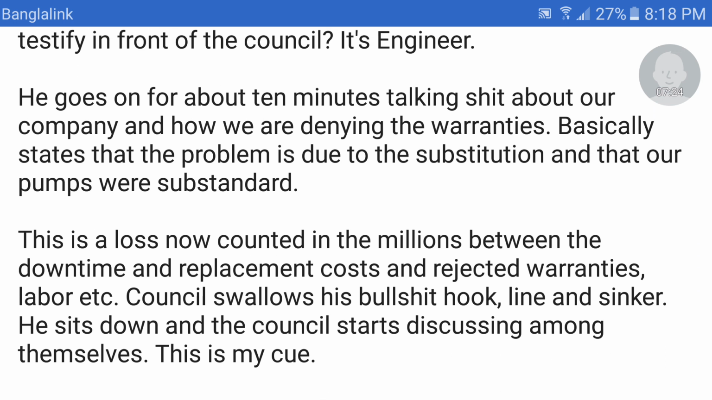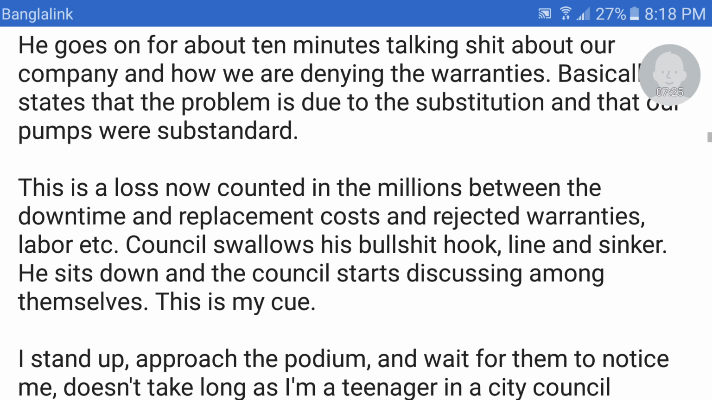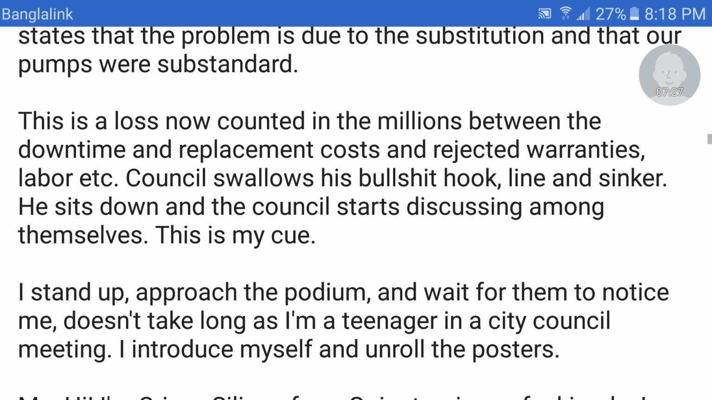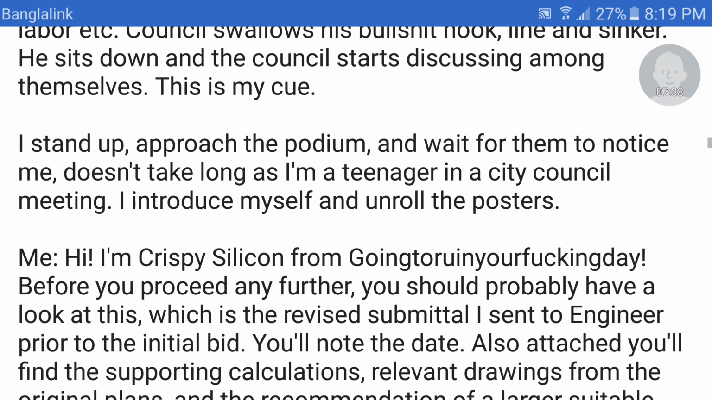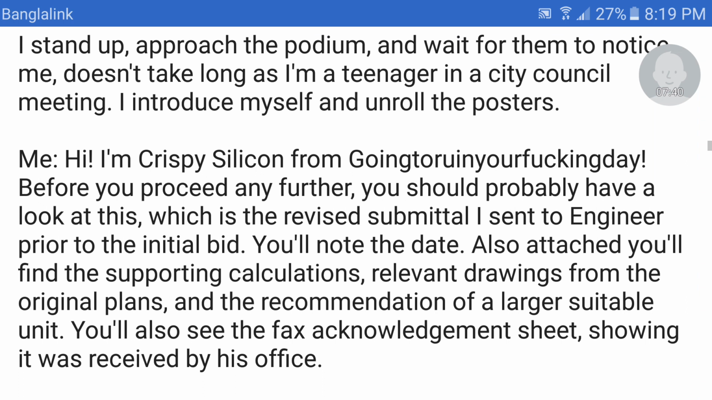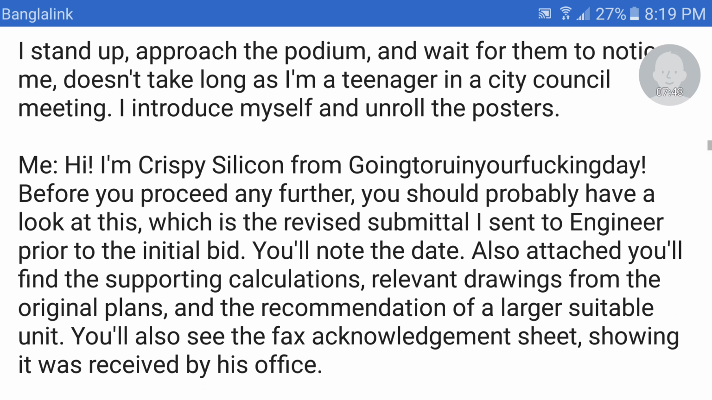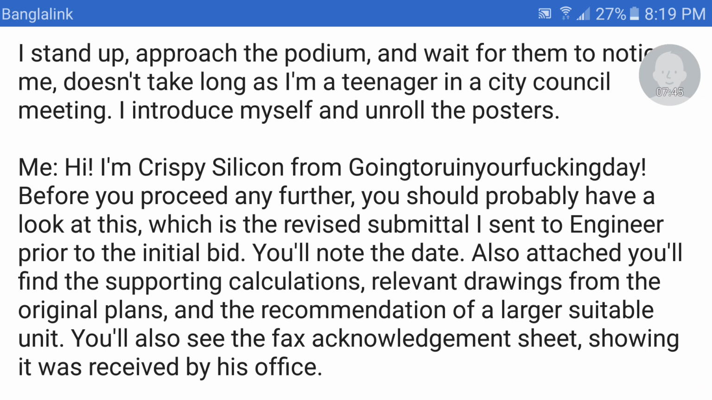This is my cue. I stand up, approach the podium, and wait for them to notice me. Doesn't take long as I'm a teenager in a city council meeting. I introduce myself and unroll the posters. Me: Hi. I'm Crispy Silicon from Gonna Ruin Your Fucking Day. Before you proceed any further, you should probably have a look at this, which is the revised submittal I sent to the engineer prior to the initial bid.